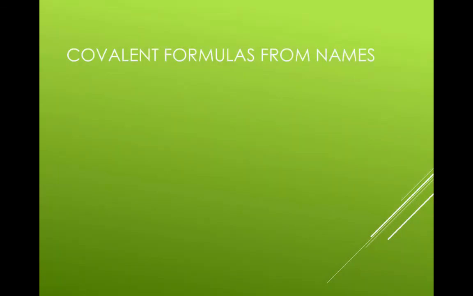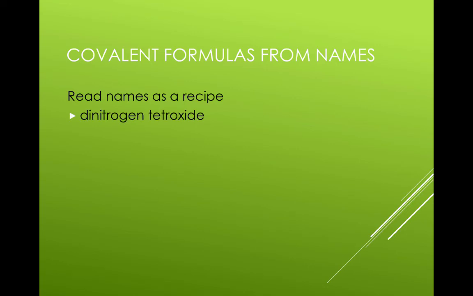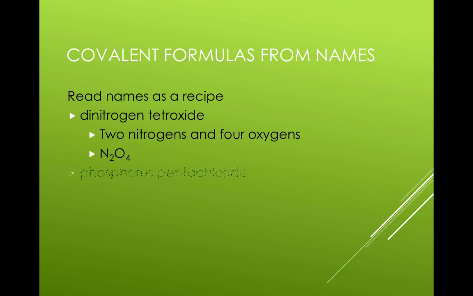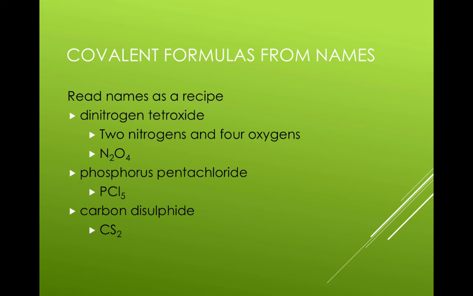Writing the covalent formulas from the names is quite easy. Just read the names as a recipe. Dinitrogen tetroxide. That's 2 nitrogens and 4 oxygens. The formula is N2O4. Don't reduce. Phosphorus pentachloride is PCl5. Carbon disulfide is CS2. And xenon trioxide is XeO3.